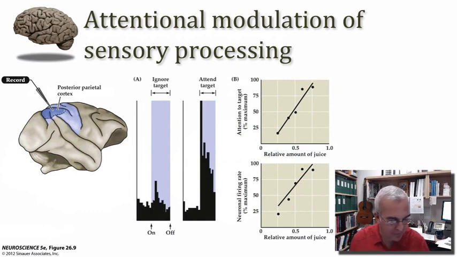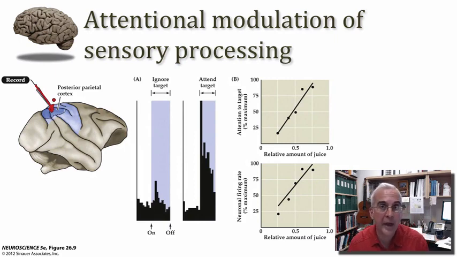So this is figure 26.9, and it illustrates how attentional mechanisms in the posterior parietal cortex can increase the firing rates of neurons in response to stimuli that happen to be within that cognitive searchlight. That is, that happen to be the object of the subject's attention. This is an experiment done in a non-human primate model, and a microelectrode is inserted into the posterior parietal cortex, and action potentials are being recorded.